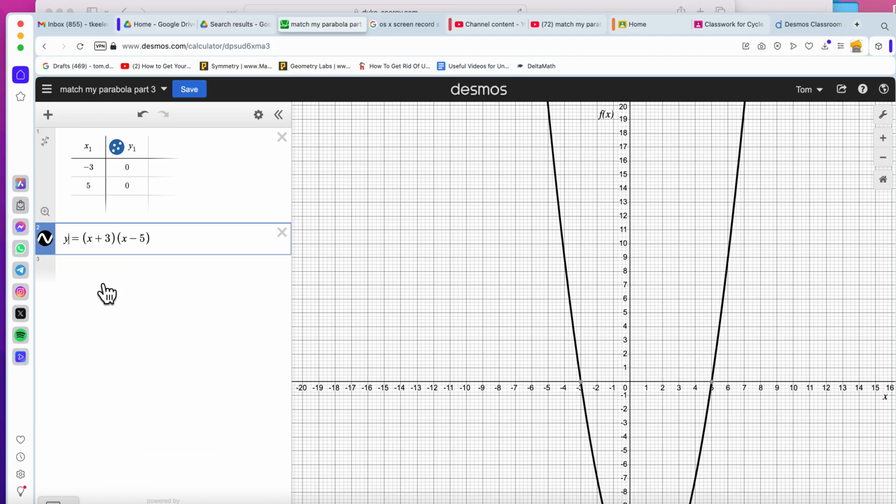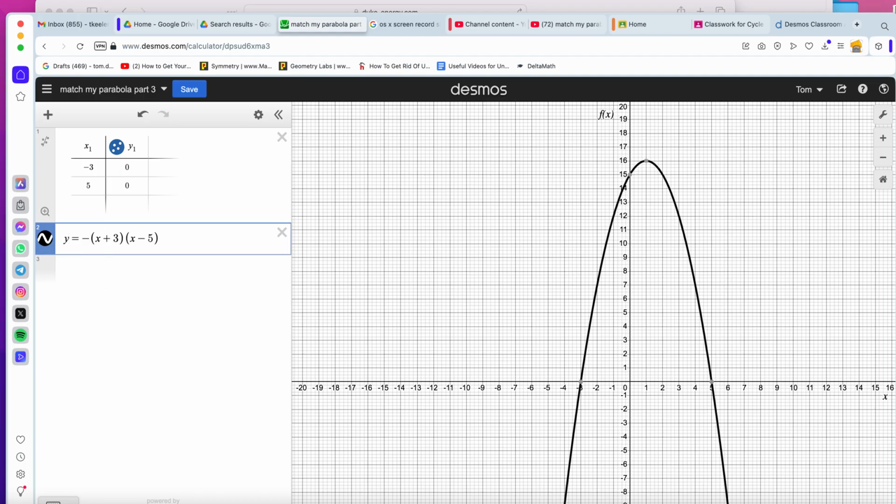Okay, but what if you wanted it to go upside down? Well, you'd say, I'll just multiply that by minus x squared. Then you look at it and say, well, I don't want that factored form, but that's a good way to start.